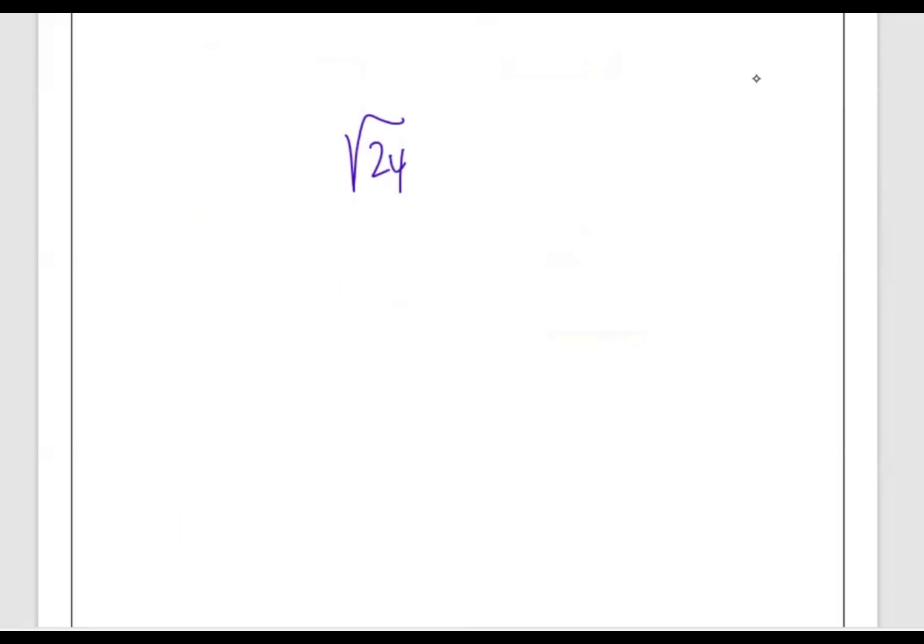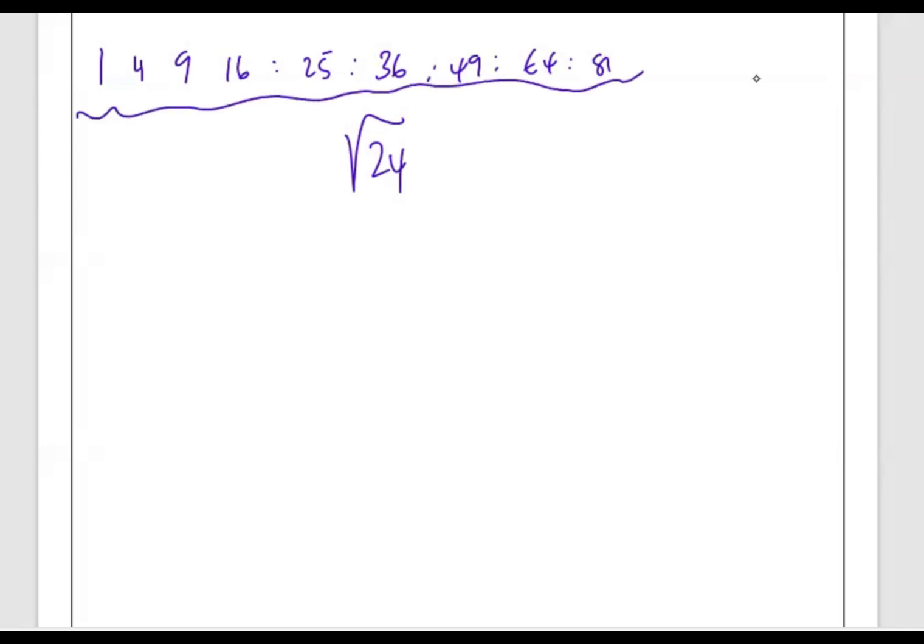So before we even start with answering the question, let's just remind ourselves that square numbers are basically numbers we get after squaring the natural numbers. Like 1 squared is going to be 1. 2 squared is a 4. 3 squared is a 9. 4 squared is 16. 5 squared is 25. 6 squared is 36. 7 squared is 49. And so on and so forth. Okay? So now these are the numbers that we need to choose from.